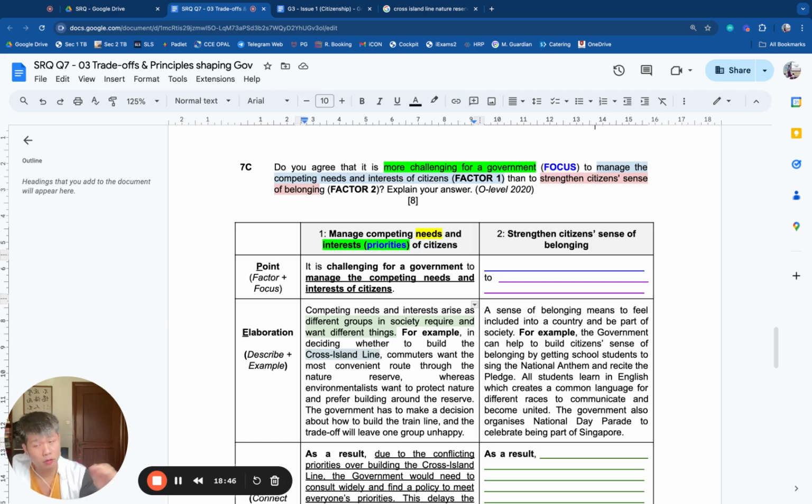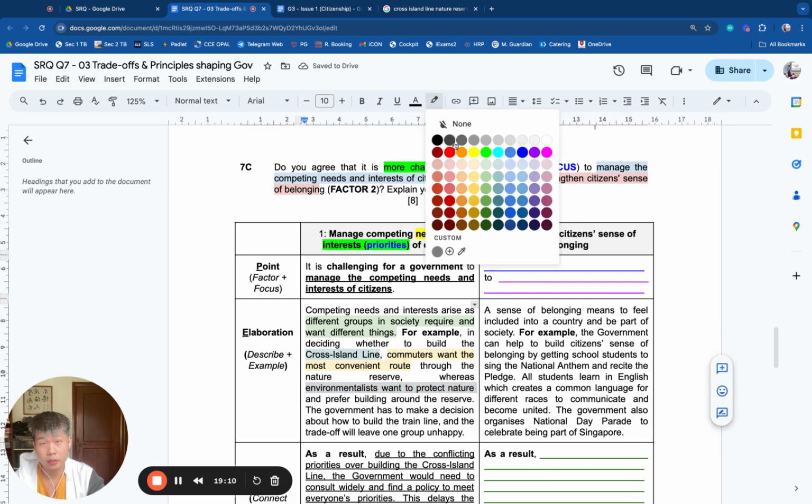On the other hand, the path around the forest, around the nature reserve, yes, there's some inconvenience to people who have to move out, and yes, people need to travel longer, but in the end, they still get to travel, so the needs are all met, right? It's about your priority. So commuters want convenience, that's one priority, and environmentalists want to protect nature, and that's another priority.